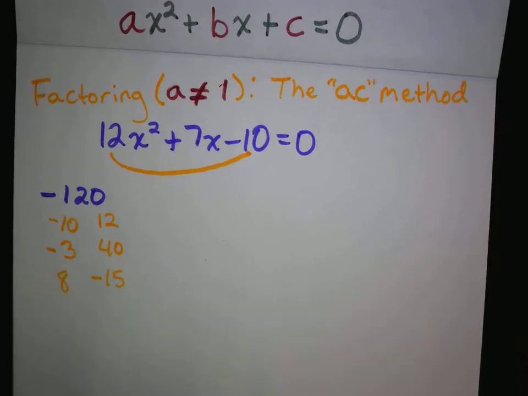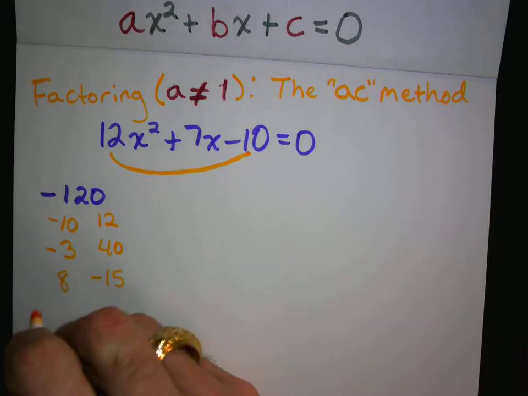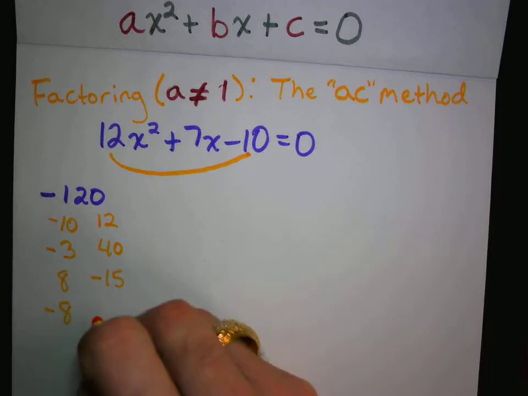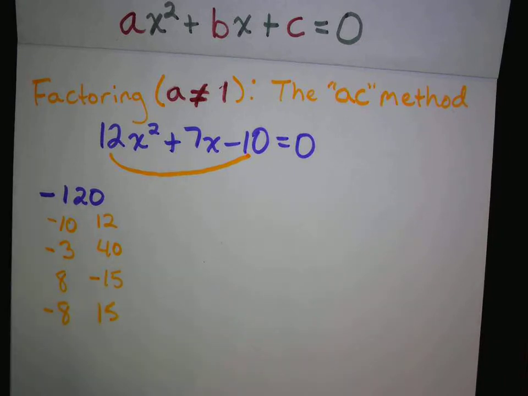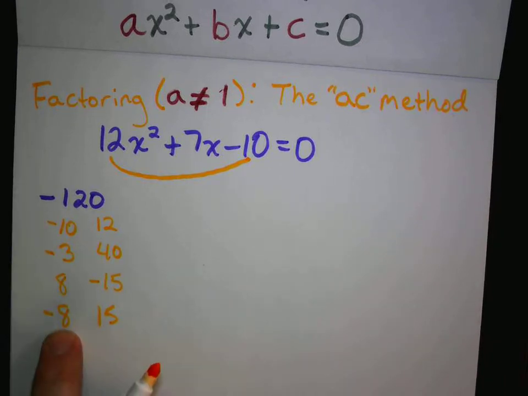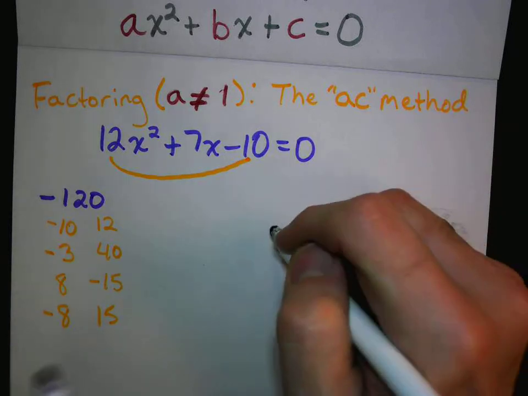would equal negative 120. If I add those together, I get negative 7. Well, that's a lot closer, but it's negative 7. Fortunately, I know that negative 8 times 15 also makes negative 120, and this time would add up to positive 7. All right, at this point, I pull out the box.